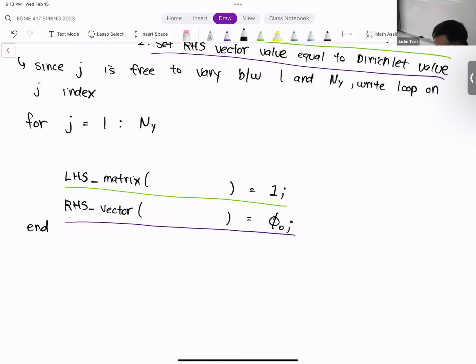The question is, what do we put inside these parentheses? Whenever we make a modification to the left-hand side matrix or the right-hand side vector, we need to know where inside that matrix and where inside the vector the change needs to be. That's what goes inside these parentheses. In other words, we need to know which row in the matrix we modify.